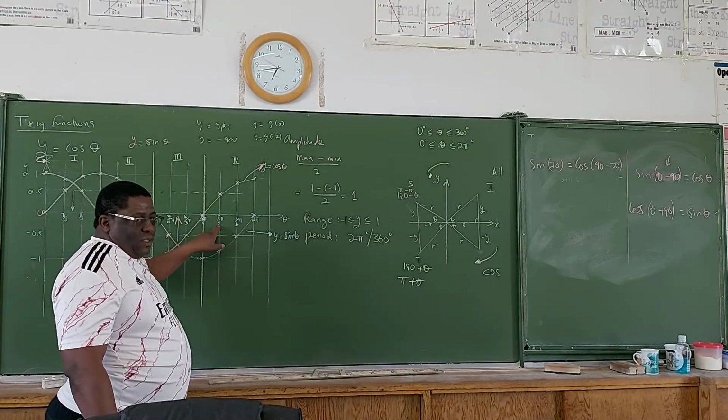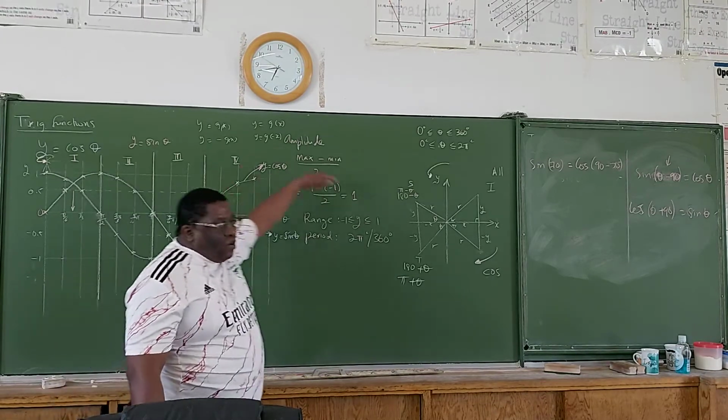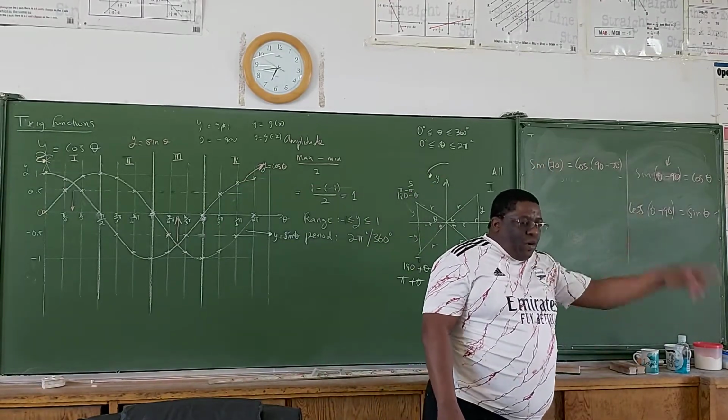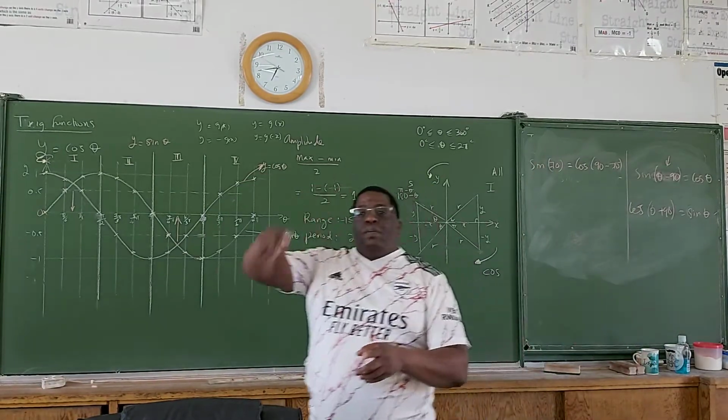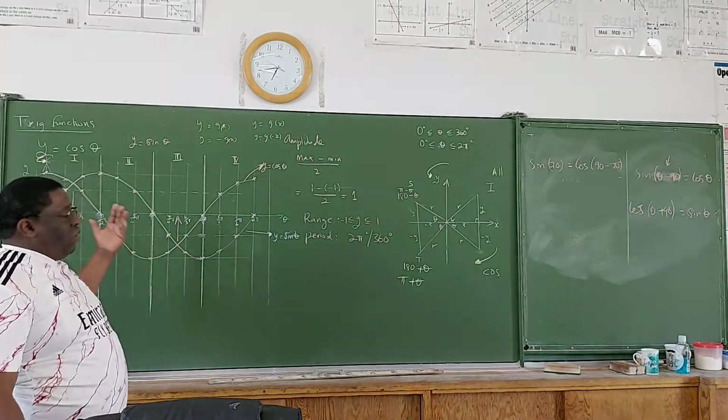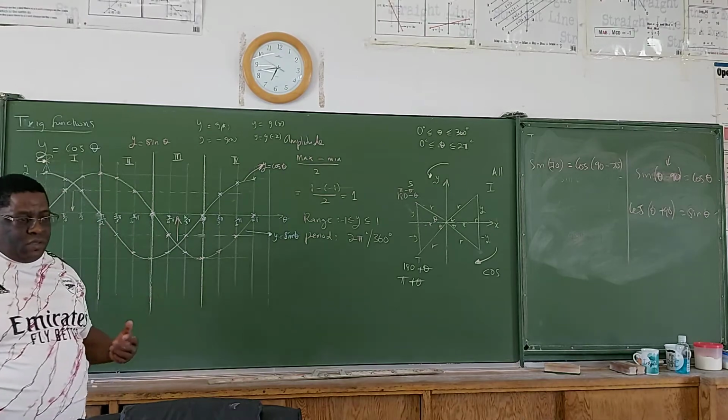10 o'clock is what? 300 degrees. There's going to be another one as well, because it goes on and on forever. It's periodic. The functions are periodic, they repeat themselves up to infinity. That's why we call these graphs periodic functions. Okay?